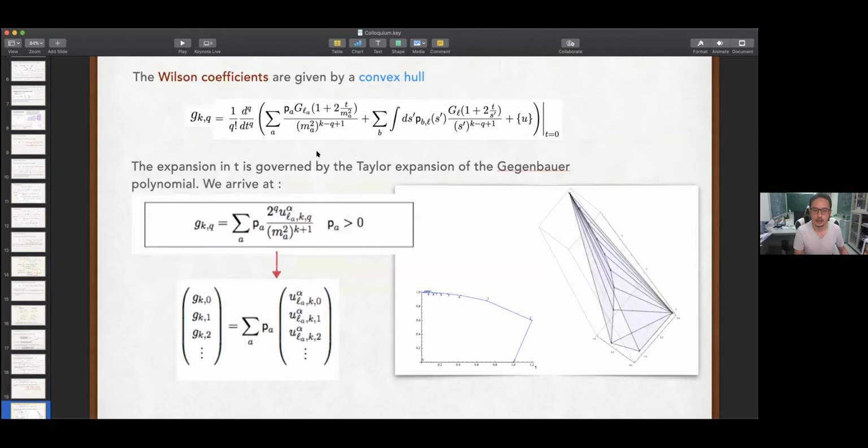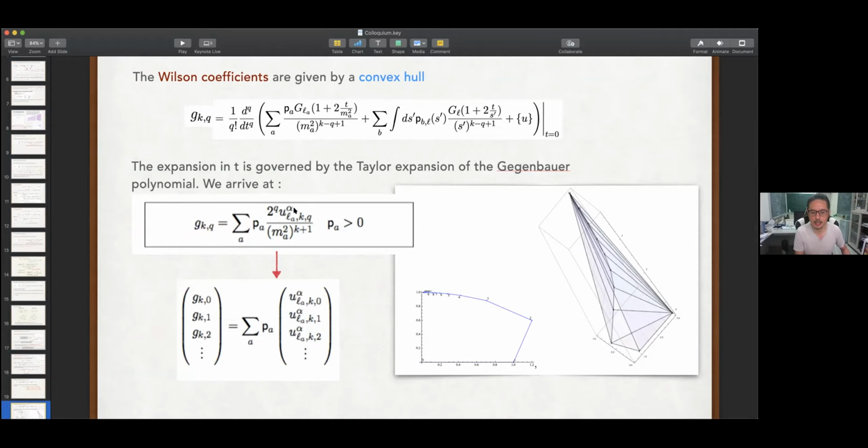So we start with this dispersion relation. Let's actually do the Taylor expansion. If you do the Taylor expansion, then basically you're going to get a relation that looks like this. Since it doesn't make any difference for me whether or not this corresponds to discrete states or continuous states, I'm just going to write it as a sum. So the statement is that these Wilson coefficients are given by a sum of positive things multiplied by this U thing here, which is the Taylor coefficients of the expansion of your Legendre or Gegenbauer polynomial. And this is weighted by the mass of whatever states are contributing.